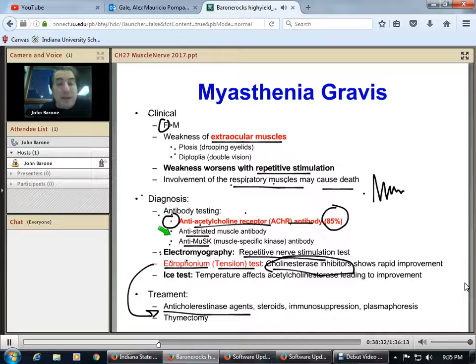Now, what if you're on a desert island? You don't have an EMG, you don't have a lab to test for antibodies, you don't have edrophonium. Well, go to the top of the mountain and get some ice. If you put ice on the eyes for 15 minutes, ice is going to denature the acetylcholinesterase. So it's like giving edrophonium. Edrophonium will inhibit the acetylcholinesterase. This will denature it. So the temperature denatures the acetylcholinesterase, and you'll get better.